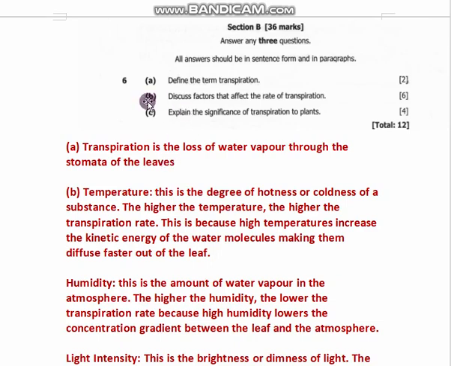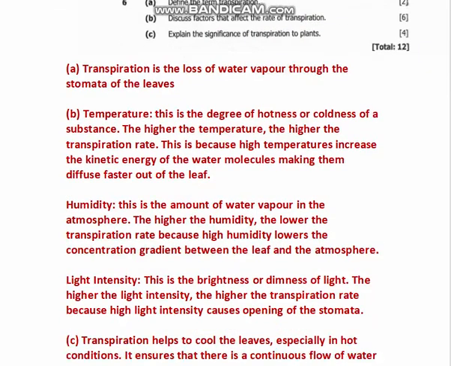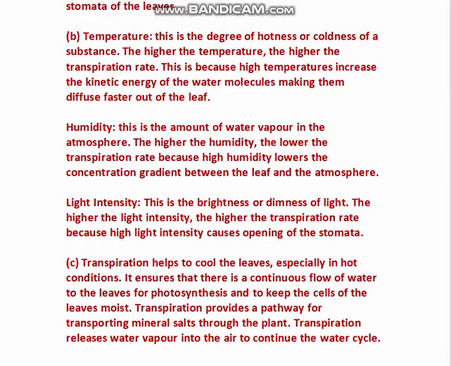Okay? And then B, they are saying discuss factors that affect the rate of transpiration. So looking at the factors which affect the rate of transpiration on question B. So we are saying number 1, temperature. And don't forget, on section B, we write our answers in essay form, which are supposed to be in paragraphs like the way I've written. So temperature. So how does temperature affect the rate of transpiration?